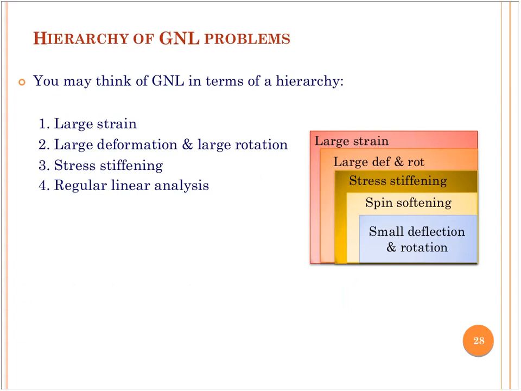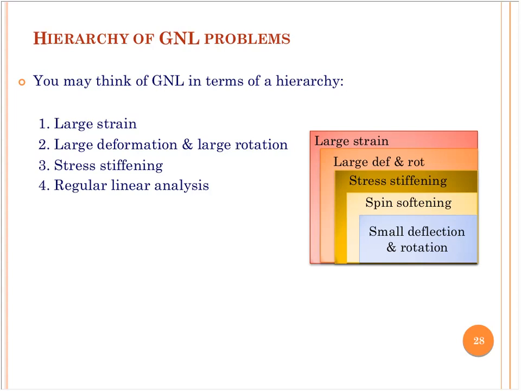Let us look at the hierarchy of geometric nonlinear problems, or the complexity involved in different nonlinear problems. The least one to handle is the small deflection and small rotation problem. That is nothing but doing a very simple linear analysis. We assume the deflections are small and negligible. We don't want to consider that. The second complexity is spin softening. Here we are just modifying the stiffness matrix, but still we use the small deflection formulation and solve using that small deflection algorithm.